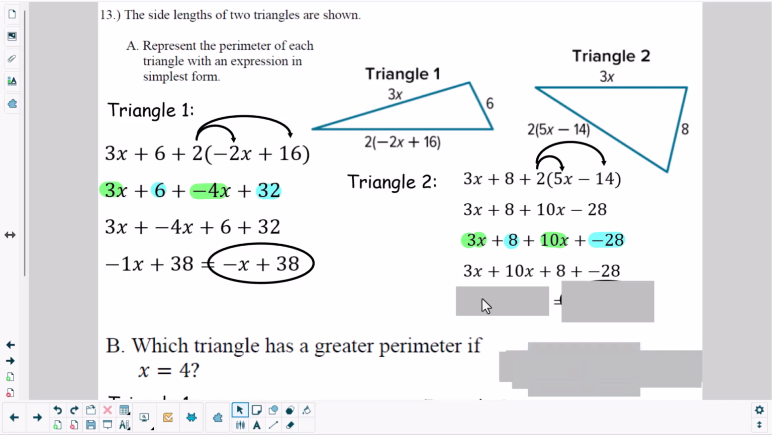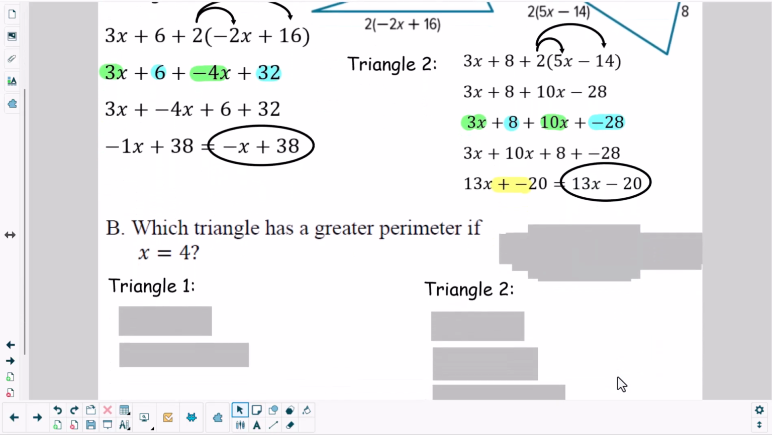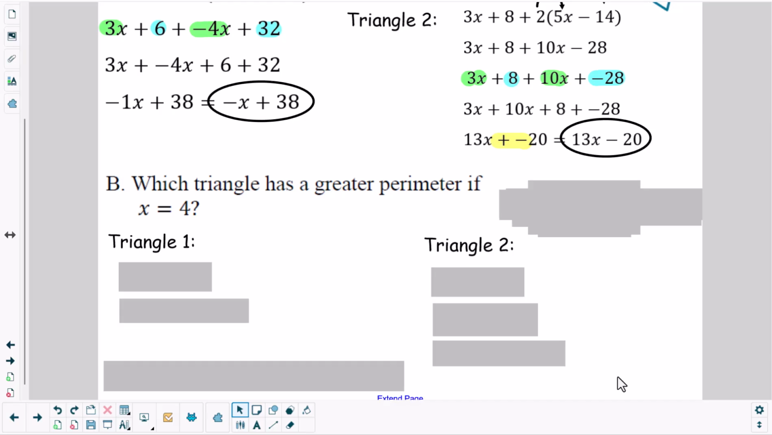3x plus 10x is 13x. 8 plus negative 28 is negative 20. Now since we have plus a negative here and two things in between, we can replace that with subtraction. So we can write this as 13x minus 20. Now part B asks us to determine which triangle has a greater perimeter if x equals 4. So let's take our expression to represent the perimeter of each and replace x with 4.